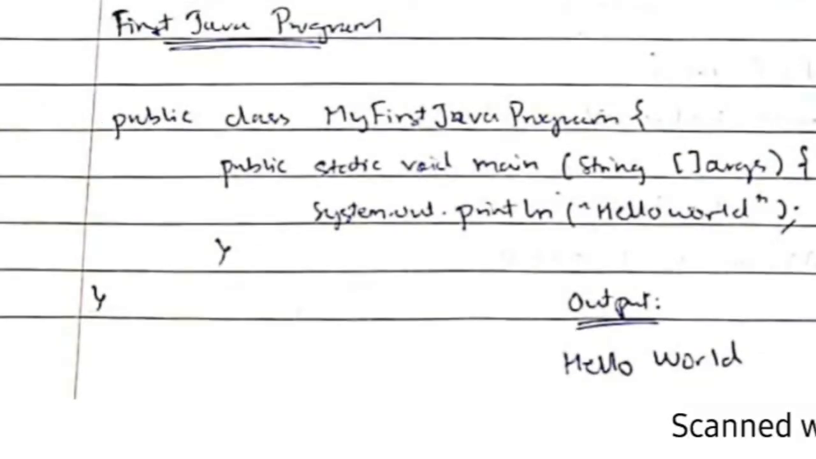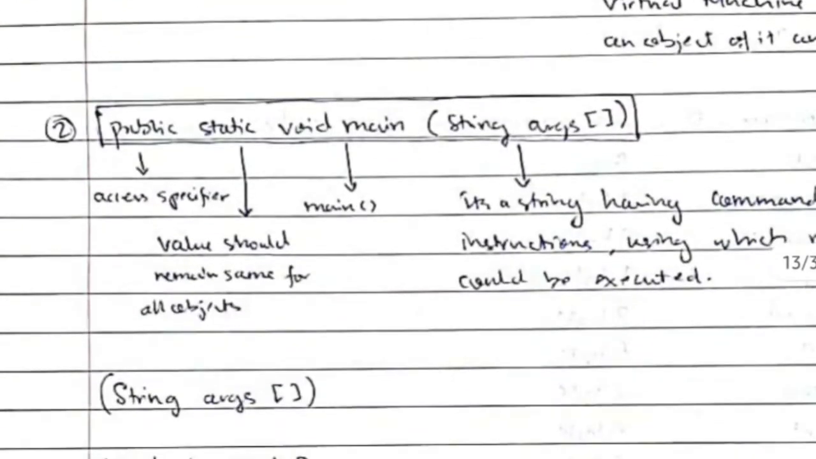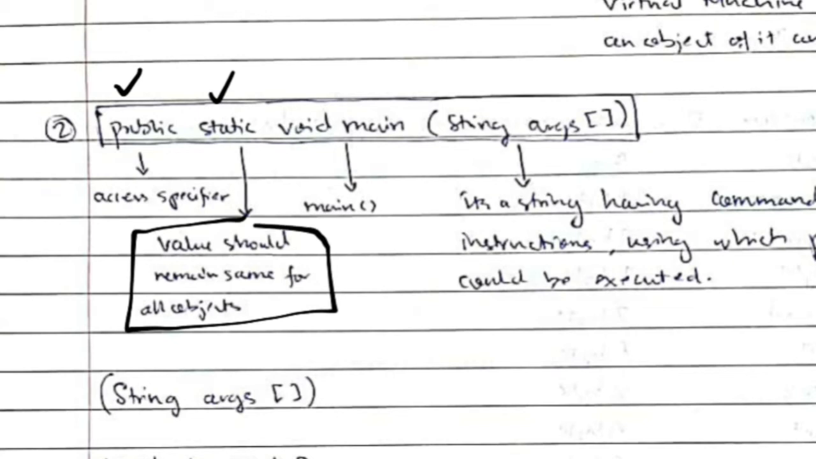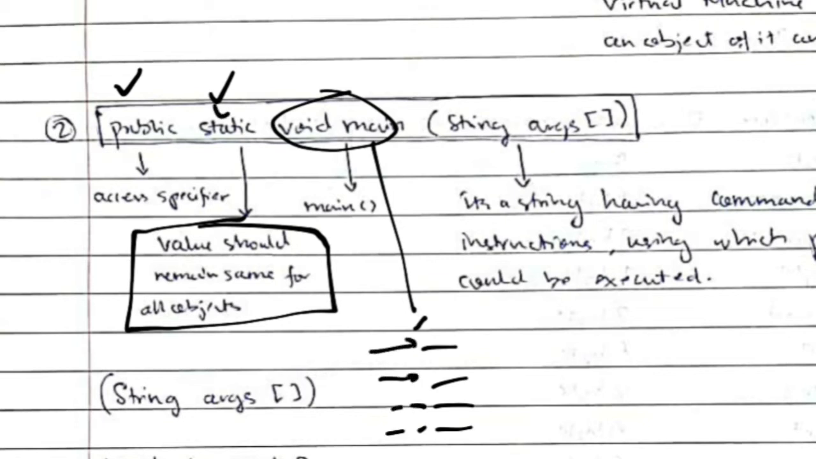The second one is public static void main. Now see here, public is the specifier, and static is used for not changing the value for the whole program. When we use static, there will be just one copy of the void main. We need not create many copies of the void main for each individual object, so whatever changes we make will be reflected in all the objects. That's why we use static void main.